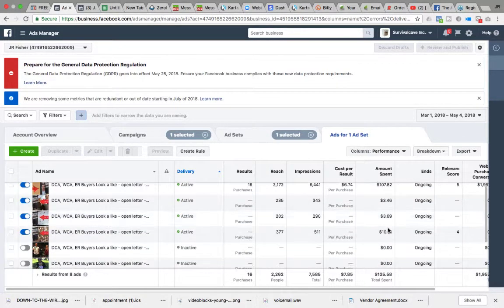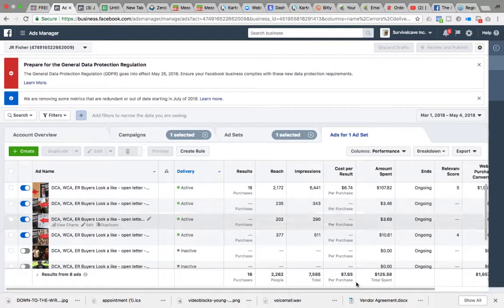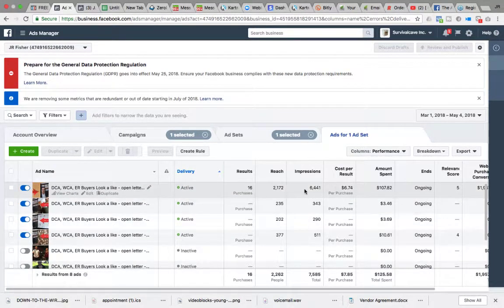So this one here's only had $10 on it. This one's had 3. This one's had 3. This one here I keep running because my real actual cost in this particular ad set is only $6.74 for the winning one. Because when you take into account the $7.85, that has the losers in it too. So this one here is killing it, right?